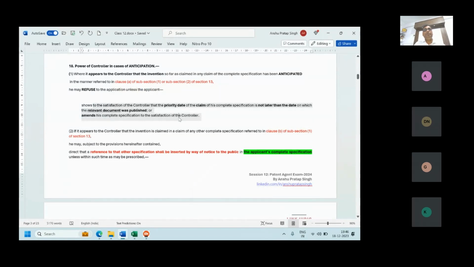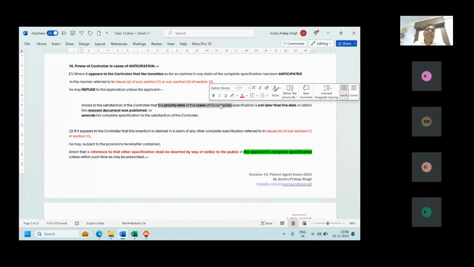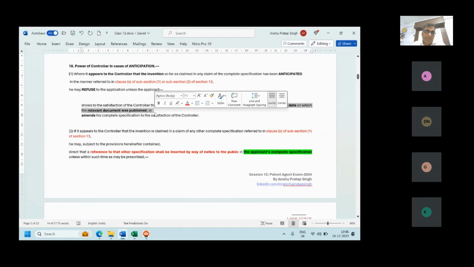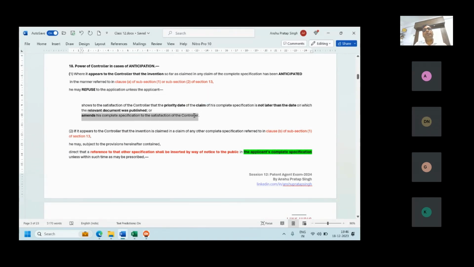What is your defense? Defense is you say that the priority date of my claim is not later than the date of that relevant document which you are citing. Okay. That is when it was published. Priority date of the claim is not later than the date on which the relevant document was published. That means its publication date. That's how it is important. And then comes amending the complete specification. If you cannot defend it, then you follow the instruction and amend it to the satisfaction of the controller so that the objection of anticipation is addressed.